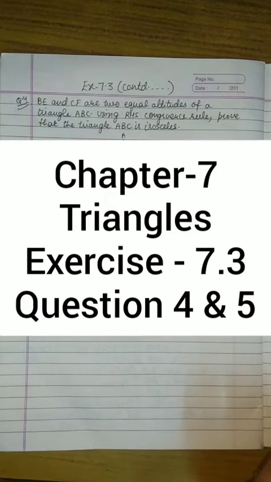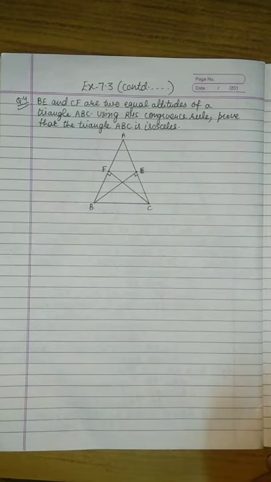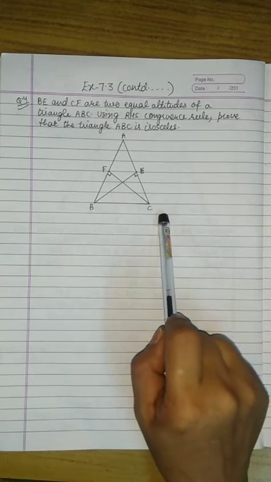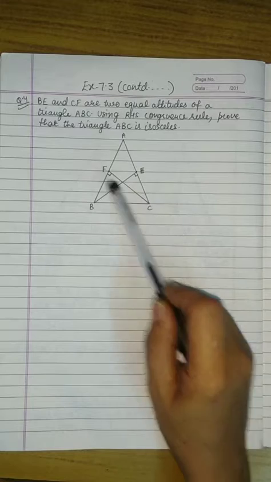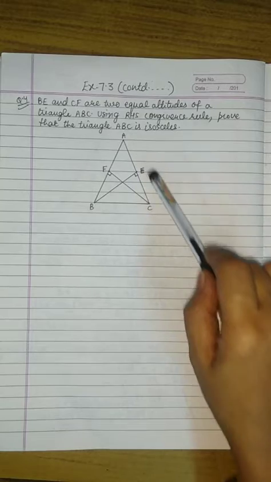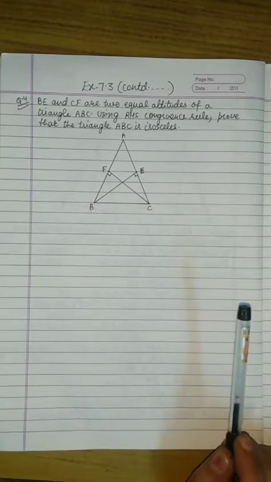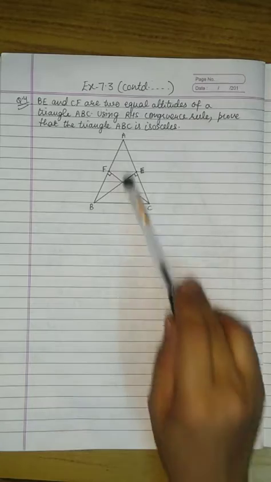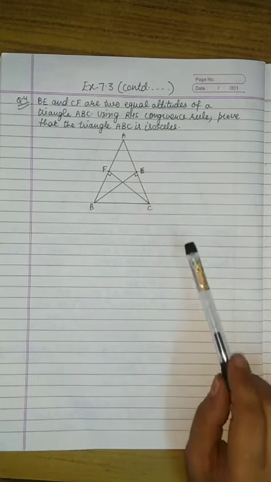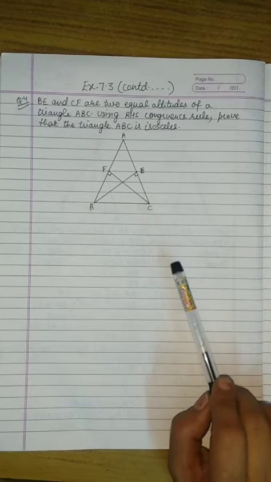Dear students, today I am going to start exercise 7.3 from question number 4. In question number 4, we are given BE and CF are two equal altitudes of triangle ABC. Here in triangle ABC, we have BE and CF are altitudes on side AC and AB respectively. So we have to prove that triangle ABC is an isosceles triangle. That means AB is equal to AC by using RHS congruence rule.